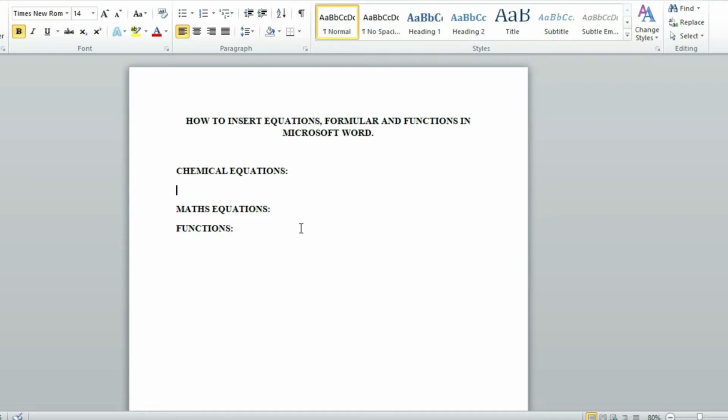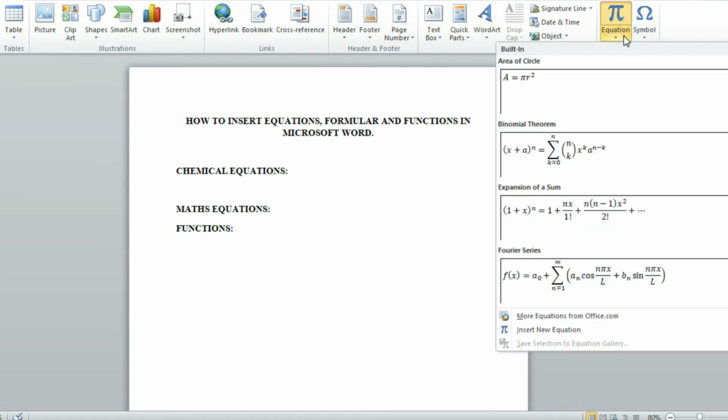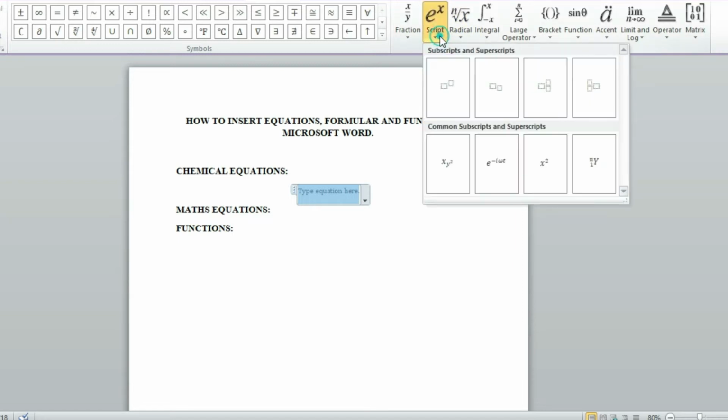We are going to start with the chemical equations. We are going to write the chemical equation of the manganese 2 ions in presence of hydrogen. So we move to Insert, then under Insert we move to Equation. Once you click on it, it will give us a drop down menu. Then we move to Insert New Equation. From here we shall get a new tab, and under this, these will help us to generate our equations. So we can start with this.